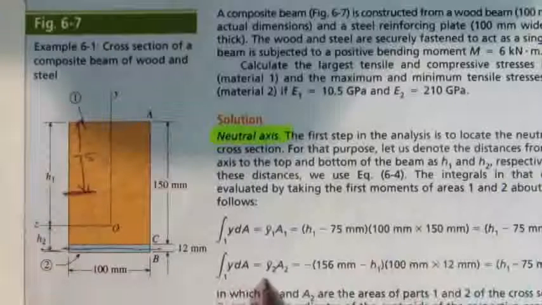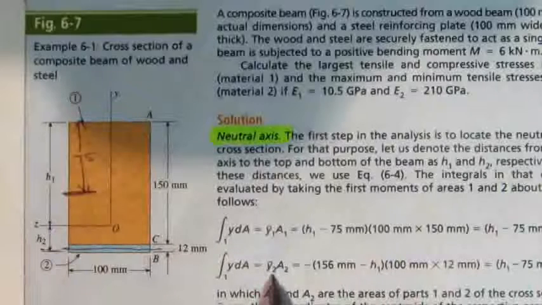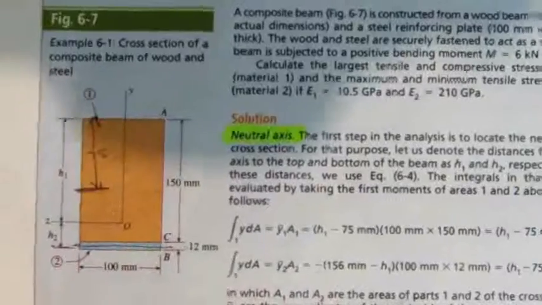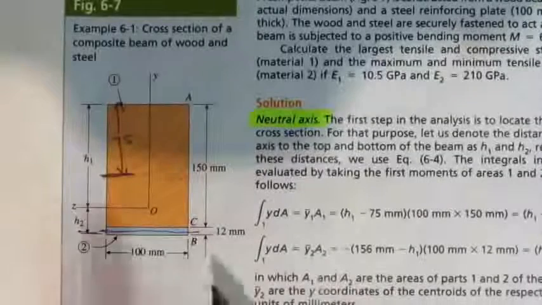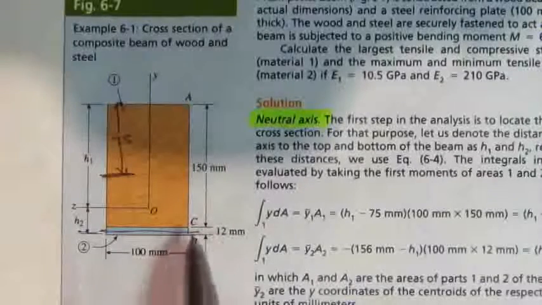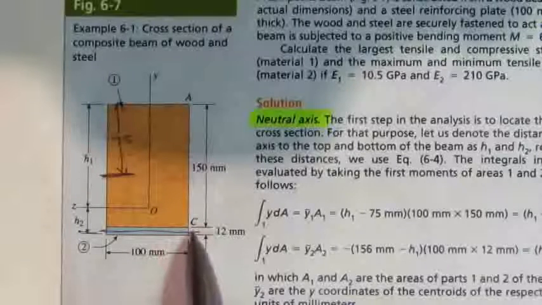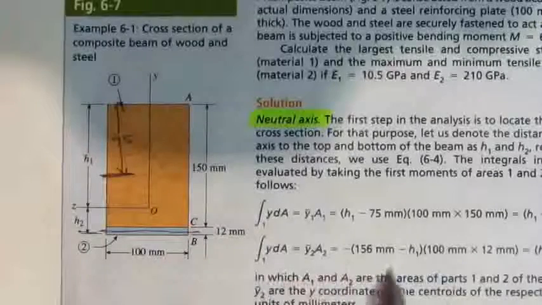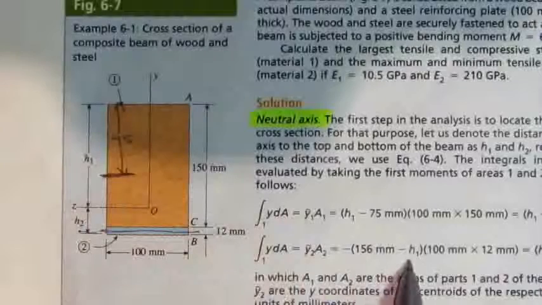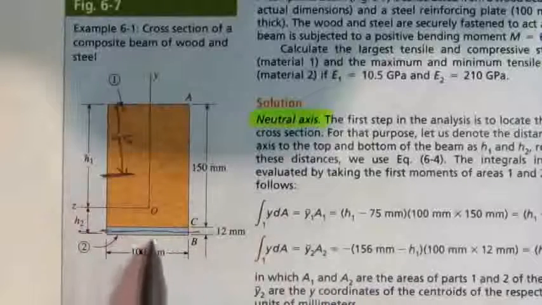You say y2 multiplied by A2. Now y2 must be the distance between the local neutral axis of the steel, which is that one there. I've drawn a black line there, I hope you can see it. And obviously this is in the middle of the 12 millimeters, so the distance from there to there is 6 millimeters.